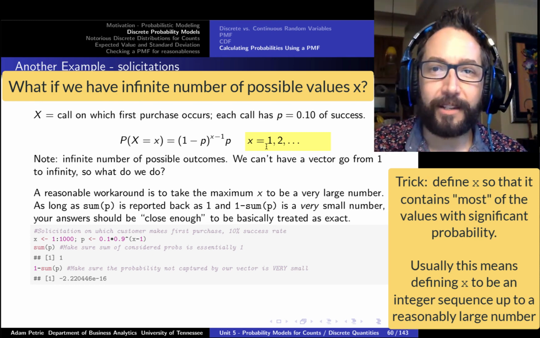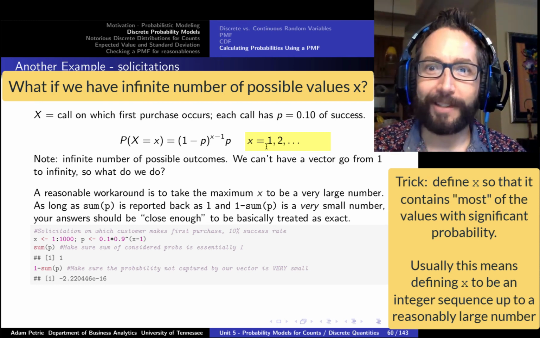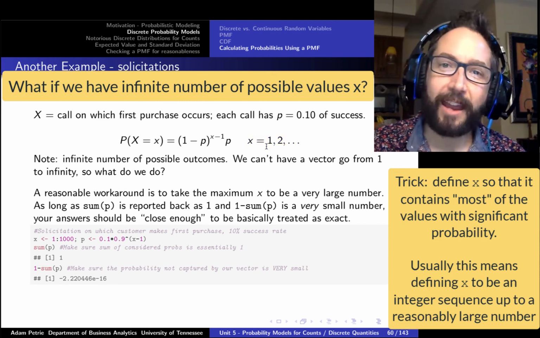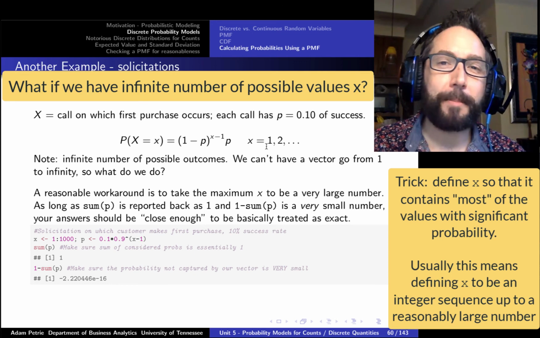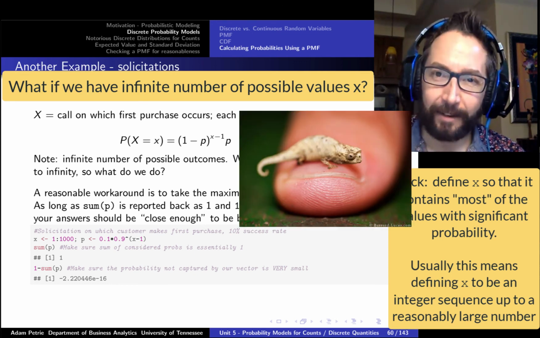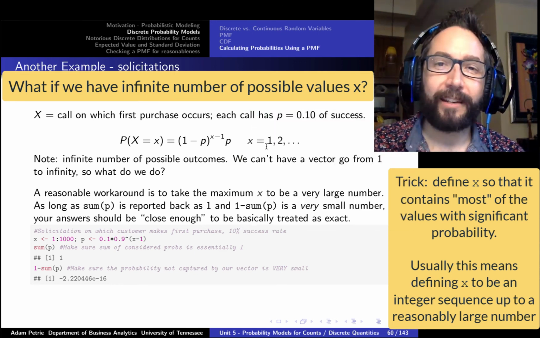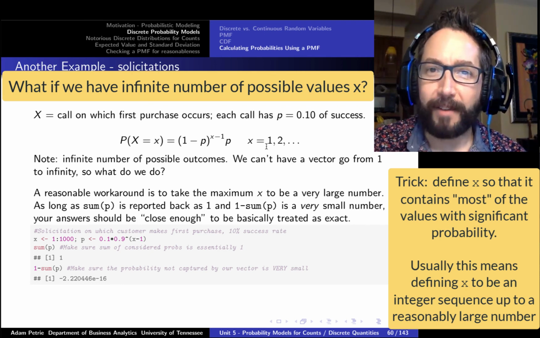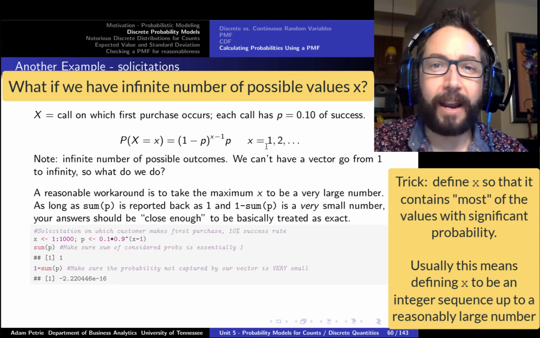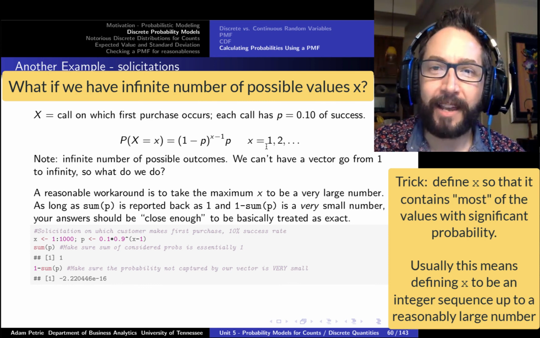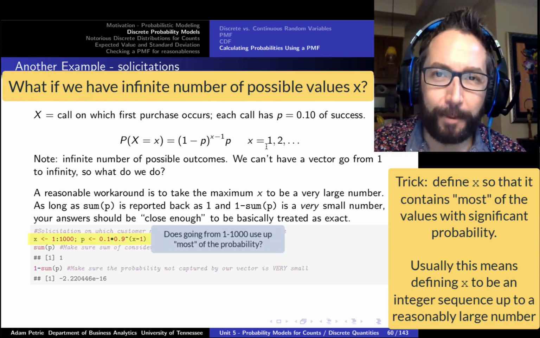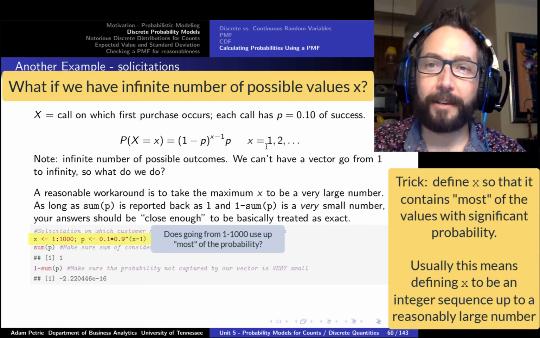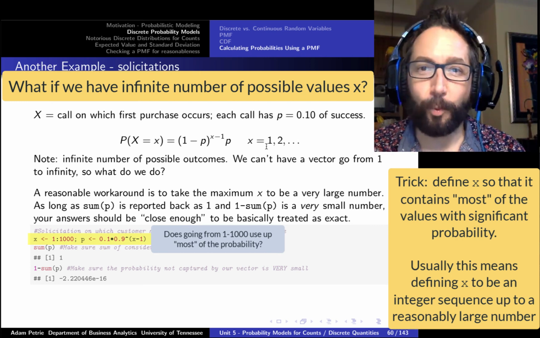And so how do we go about actually doing this? My favorite trick is to realize that, hey, for some values of x, these probabilities are going to be so tiny that for all intents and purposes, we can ignore them. So what I'm going to do is define as my vector x just a range of possible values of x that contain almost all of the probability. In this case, I'm going to define x to be call number 1 up through call number 1000.